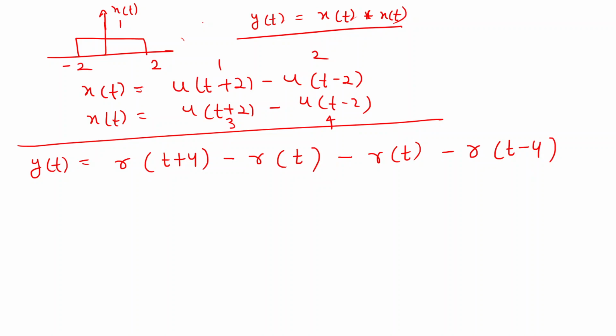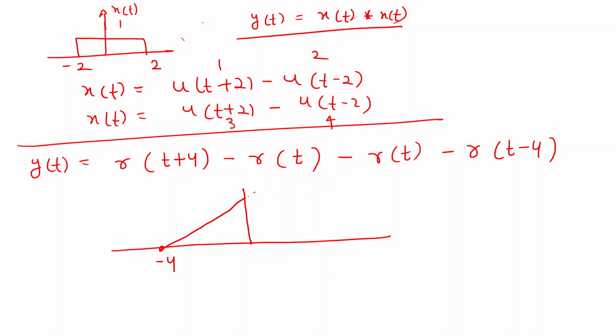Are you following? Just multiply, sir. Now you draw this signal. Can you draw this signal, sir? r of t plus 4 minus, this becomes 2 times r of t. No, just draw the signal from here. Can I draw the signal like this? Here it starts from minus 4, t plus 4 equal to 0. So the starting point is minus 4, and it is a ramp signal.